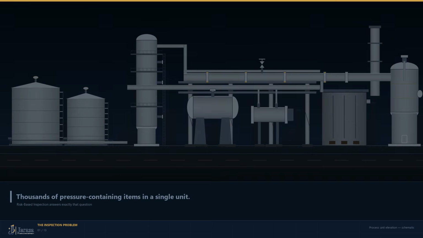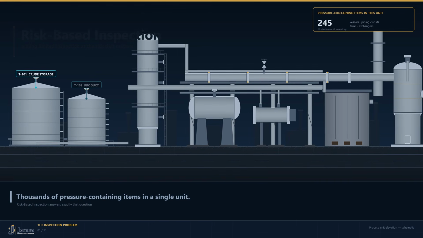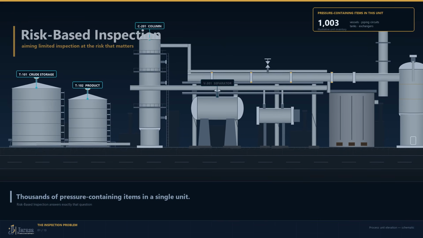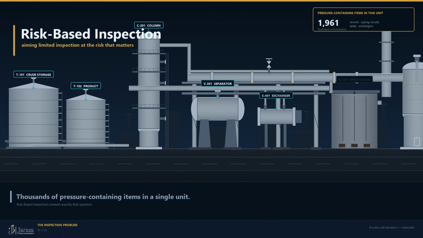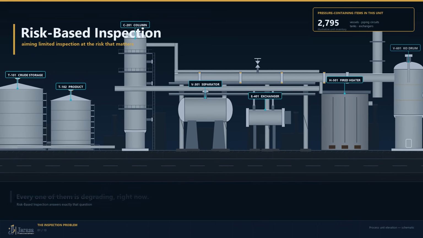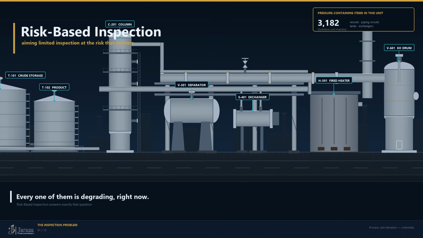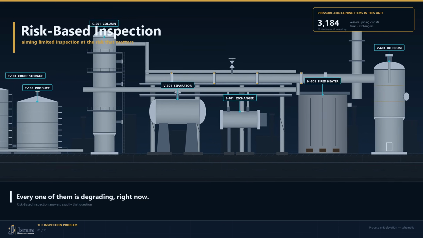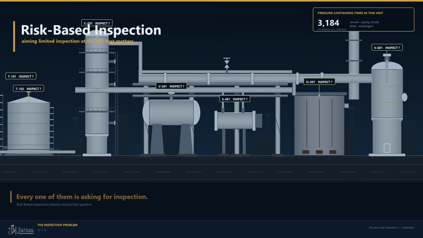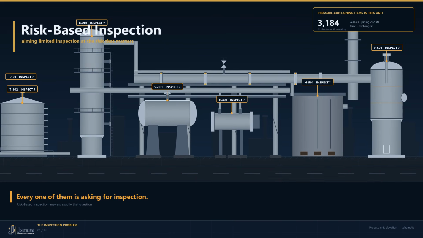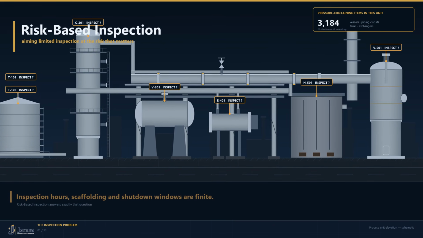Walk any refinery or petrochemical unit and you are looking at thousands of pressure-containing items. Vessels, columns, exchangers, tanks, kilometers of piping across the racks. Every one of them is degrading, quietly, right now. And every one of them is asking for the same thing, inspection.